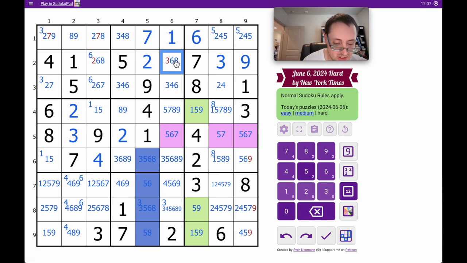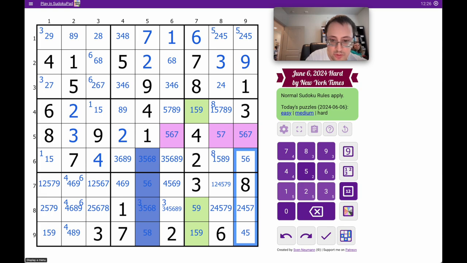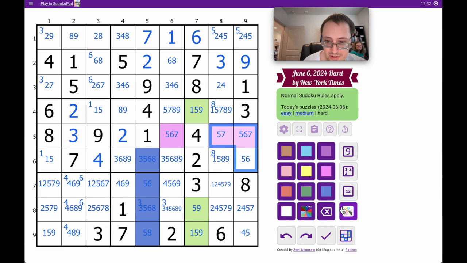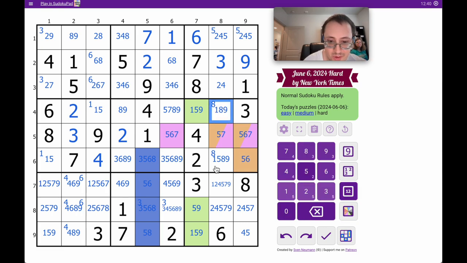We now know that one's not 7. This isn't 3. That's not 2. That's not 7. And that's not 7. Okay, none of those are 9. Leaves this 5, 6, 7 configuration all in box 6, and therefore that cell's not 5 or 7. That's not 5, and that's not 5.